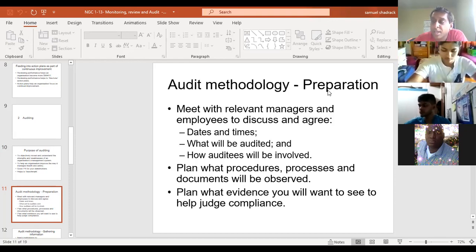Please, if you look at your book, you'll see that this is under preparation, or things you need to do before. It would be nice just to come and do a spot check, but the problem with a spot check is that a spot check is not an audit.